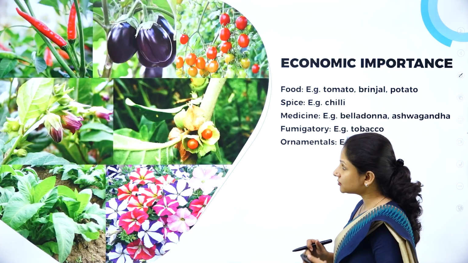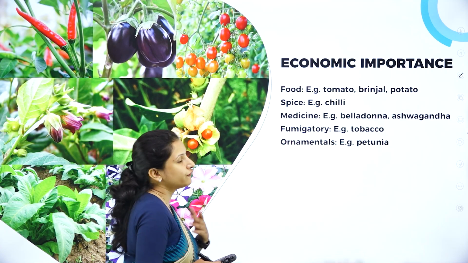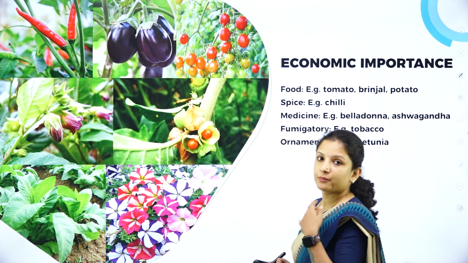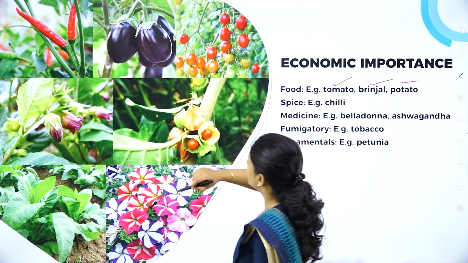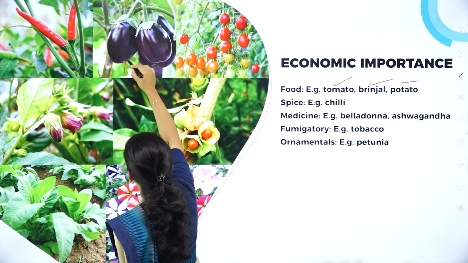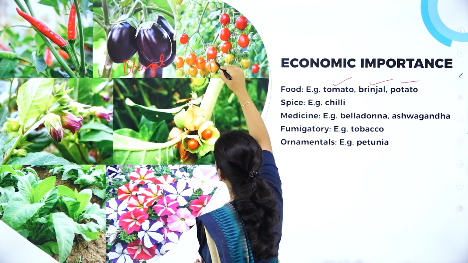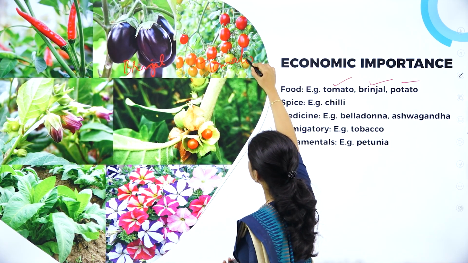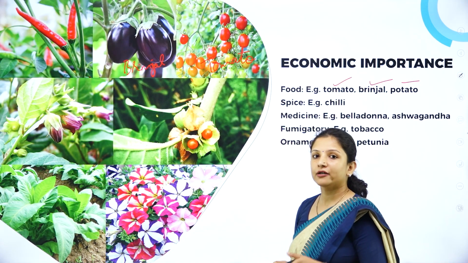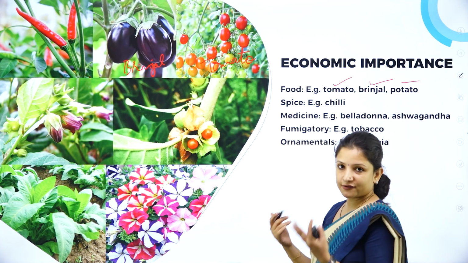And next, let's learn some of the economically important Solanaceae members. For food, there are some Solanaceae members which can be eaten, like tomato, brinjal, potato. Solanum melongena is brinjal, B-R-I-N-J-A-L. Solanum tuberosum is potato, and tomato is Solanum lycopersicum. So brinjal, tomato, they are used as food.